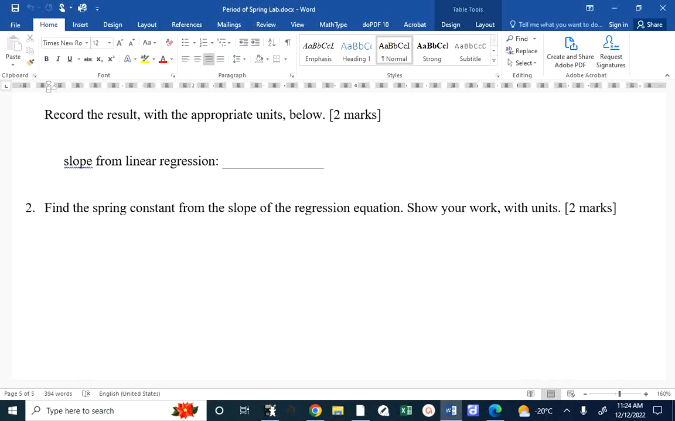All right, let's get at it. I don't think you really need anything other than the springs and the masses that are on the table there.